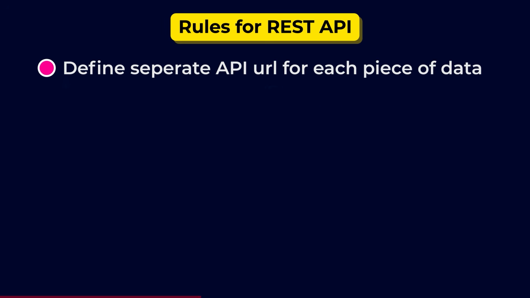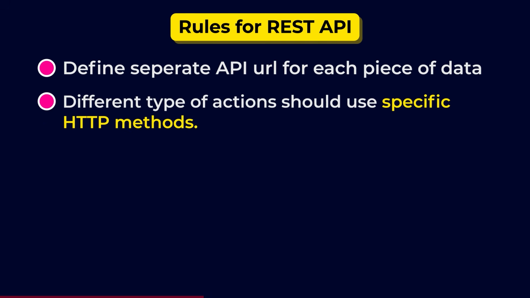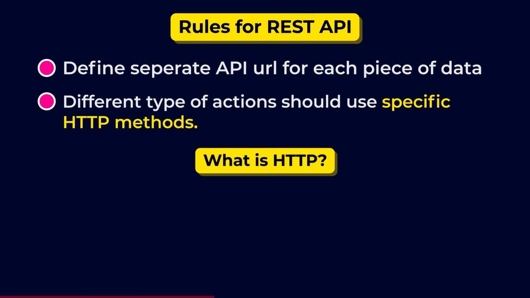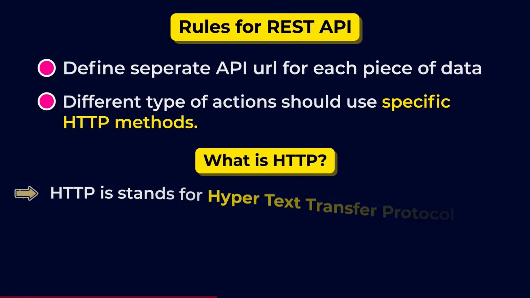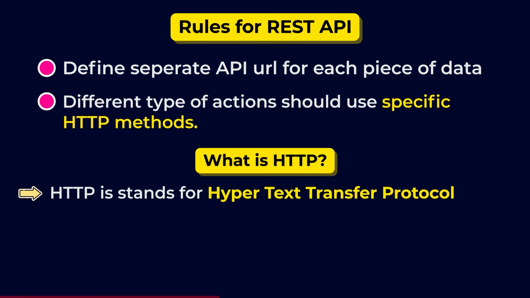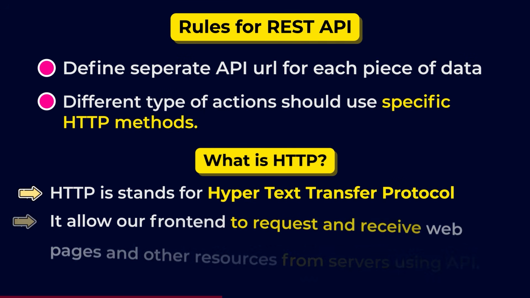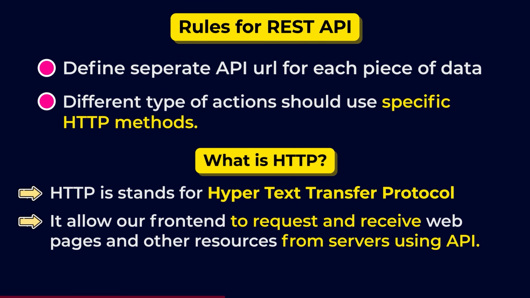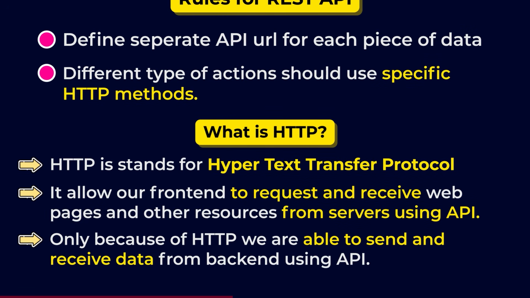Another rule is that different types of actions like reading, adding, updating or deleting data should use specific HTTP methods. Now you might ask, what are HTTP methods? As we know, HTTP stands for Hypertext Transfer Protocol, and it allows our frontend to request and receive web pages and other resources from servers using an API. So only because of HTTP are we able to send and receive data from the backend using an API.